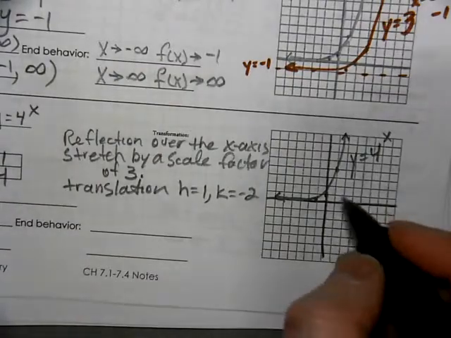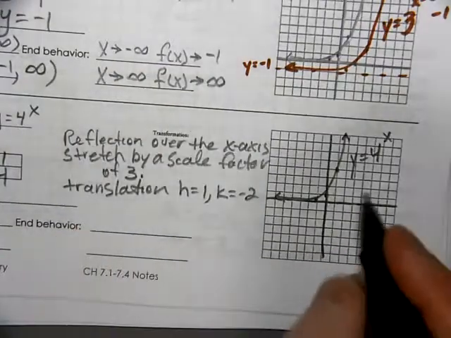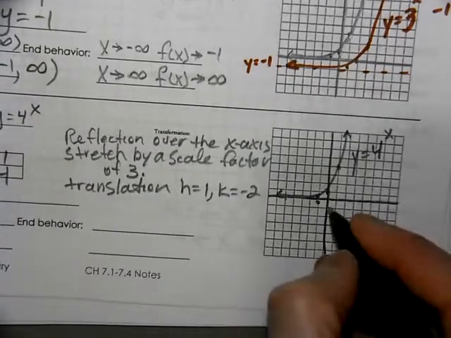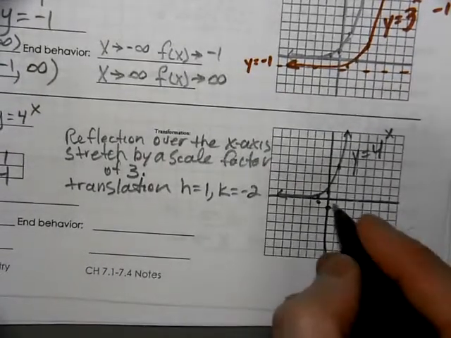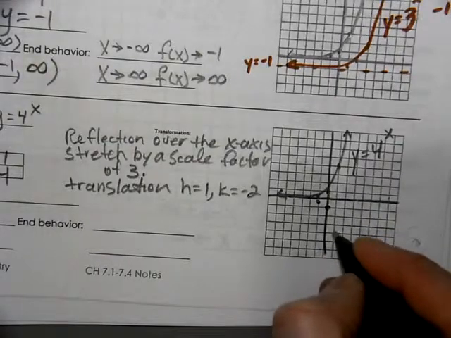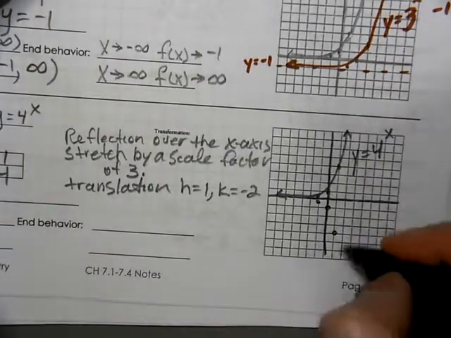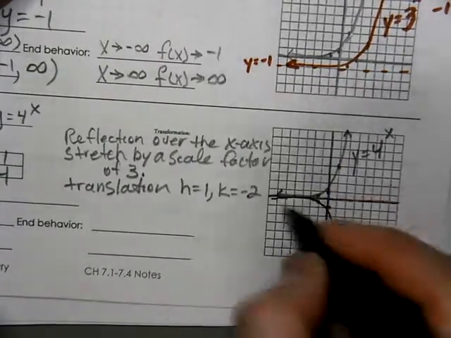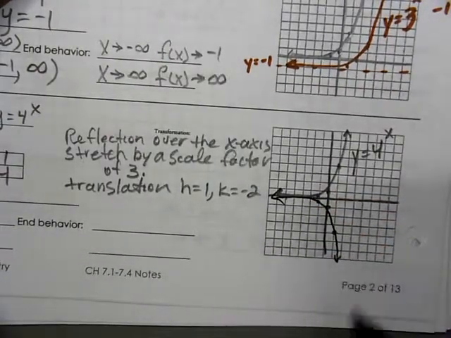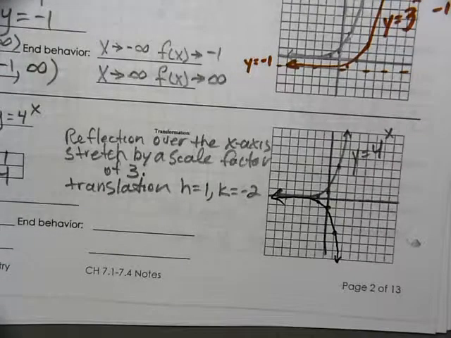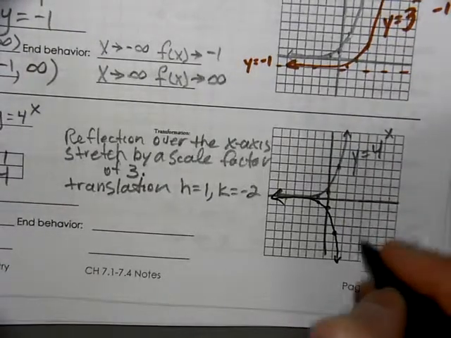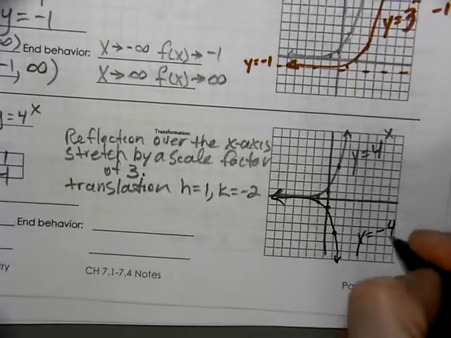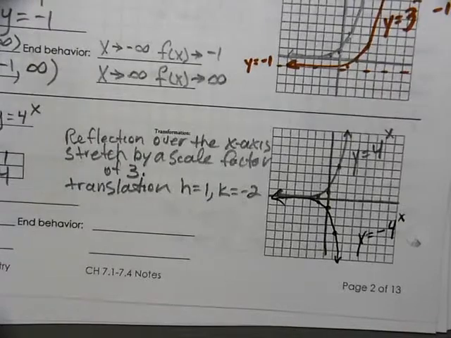Then we're going to take that graph and we're going to reflect it over the x-axis. So we have all of our points that are below the x-axis now. And that's going to be the line y equals -4 to the x power.